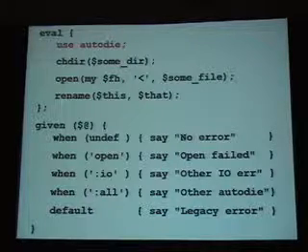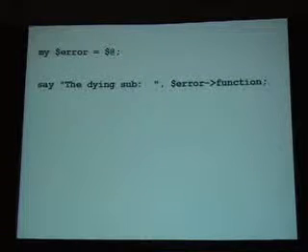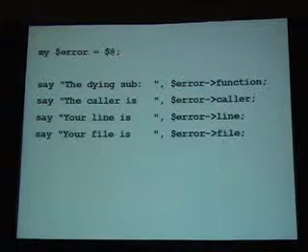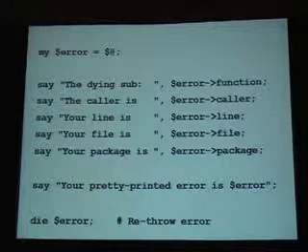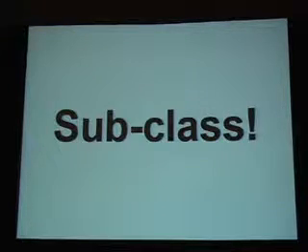And there's a default there as well, in case I call a legacy error. Now, I'm going to have to go very quickly here. You can inspect the error. You can see the dying sub, you can see the caller, your line, your file, your package, and your pretty printed error if you want to. And you can rethrow the error if you want to. You can also subclass it.